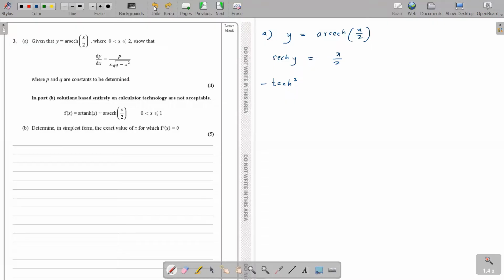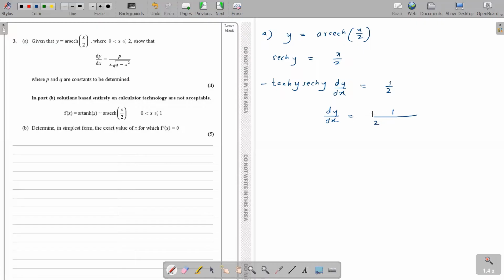Minus tanh y sech y, and then times the differentiation of y, which is dy by dx. You need to look into the rules. The differentiation of sech is minus tanh sech. And then there's a y here. So tanh y, sech y, and the differentiation of y is dy by dx. X over 2 differentiation is basically half times the differentiation of x, which is 1. Are you with me? So I get here dy by dx equals 1 over 2 times.